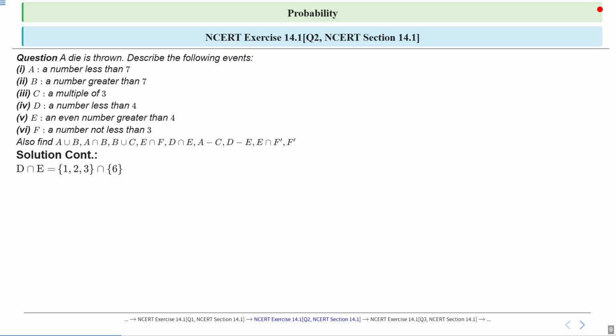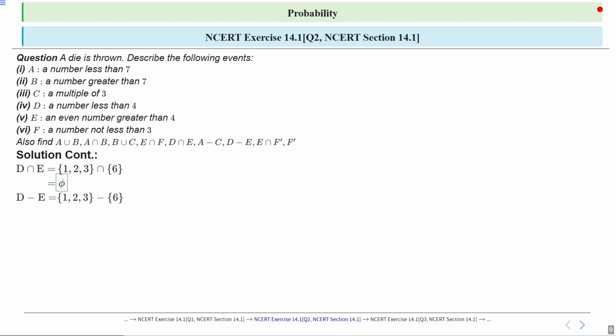Now we will find D intersection E. So D is the set {1, 2, 3} and E is the singleton set {6}. So what is D intersection E? You can observe here there is no number which is common in D and also in E. So D intersection E is nothing but the empty set. So D intersection E is empty.